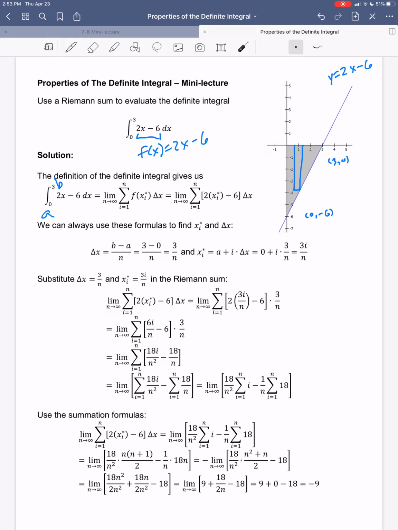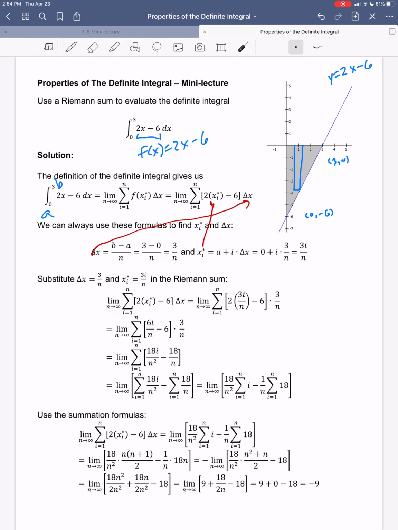So now I take these values, x sub i star and delta x, and those get plugged in up here, right? So x sub i star gets plugged in there, and delta x gets plugged in there. And that's where this comes from. Instead of x sub i star, I put 3i over n. Instead of delta x, I put 3 over n. And then I just do some algebra. 2 times 3i is 6i over n. Then I distribute. 3 times 6i is 18i. n times n is n squared. 3 times 6 is negative 18.